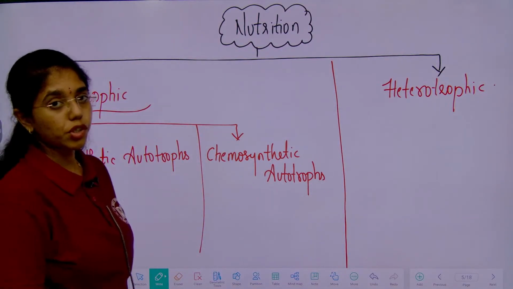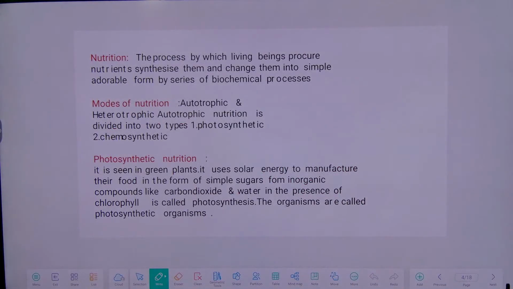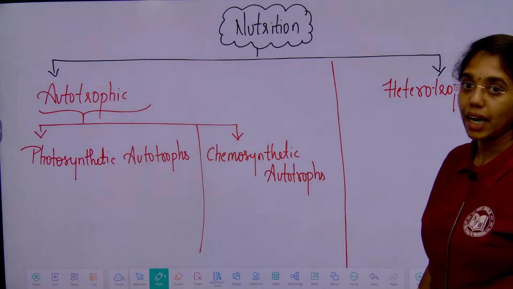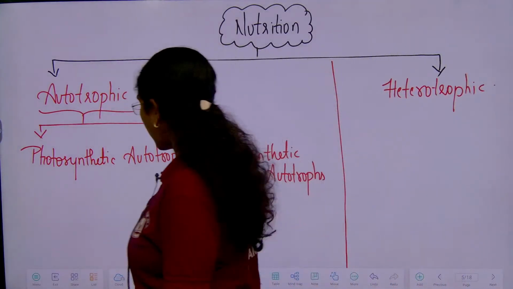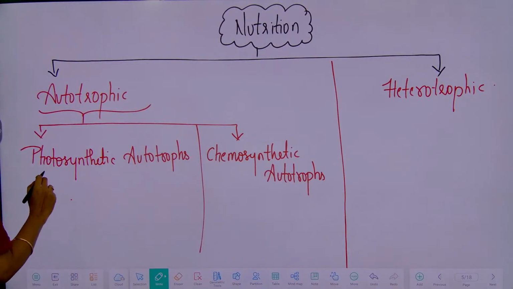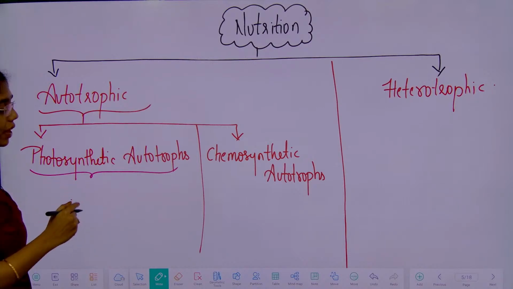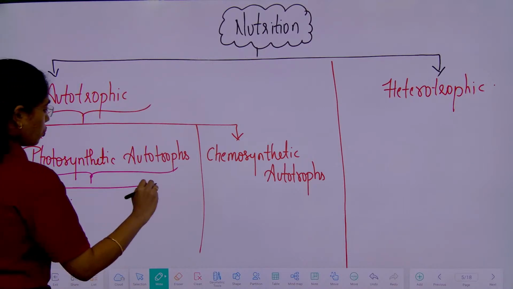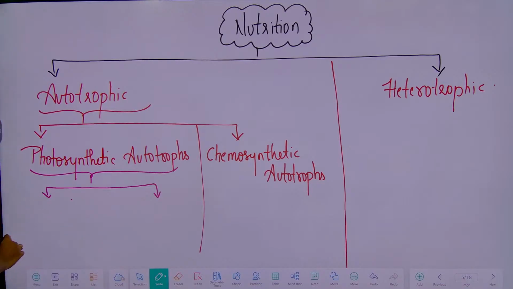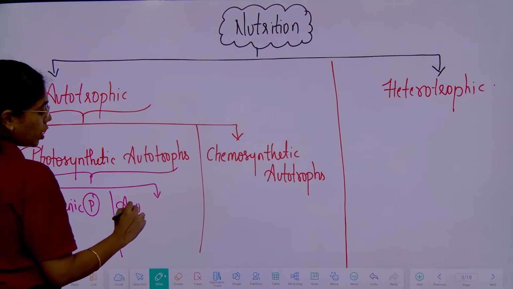Photosynthetic autotrophs, where they take the energy in the form of sunlight, and electron donor will be H2O or H2S here. Photosynthetic autotrophs are again of two types based on the requirement of the electron donor. One conducts oxygenic photosynthesis. Second type is anoxygenic photosynthesis.